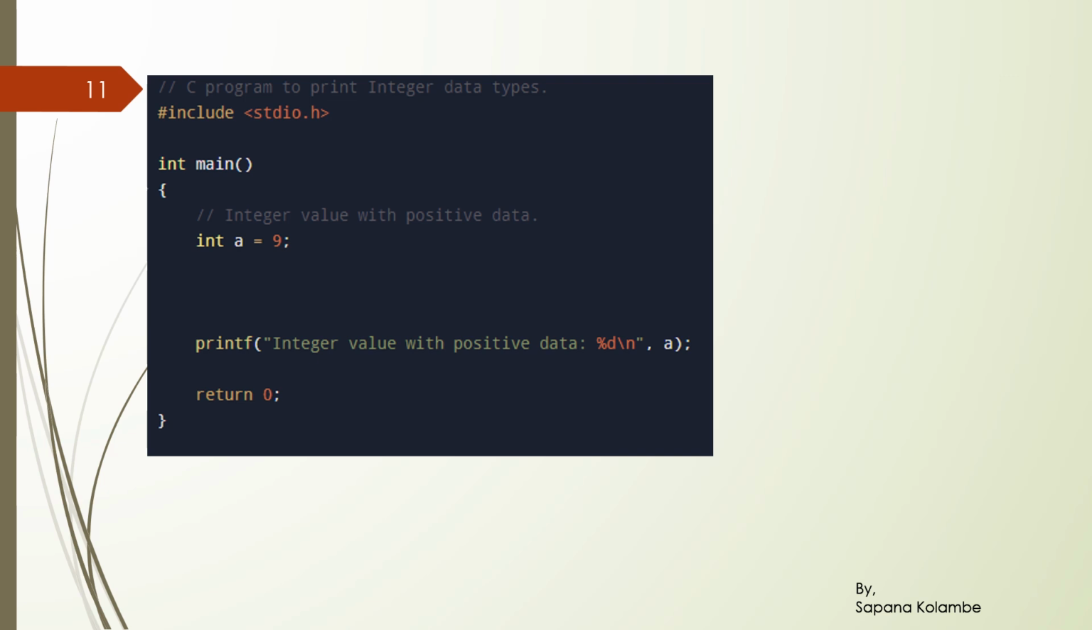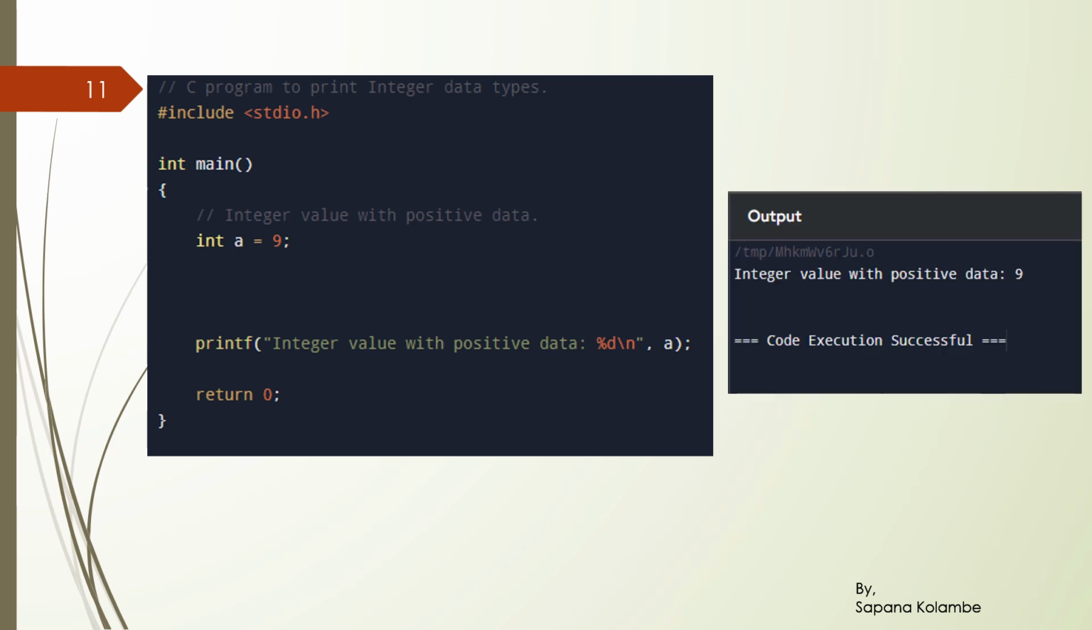An integer value with positive data. As the variable is of integer type, we have used %d as the format specifier, comma, and then the variable whose value we want to display, so a is written here. This %d is replaced with the value of a, which is nothing but 9. So this is the output of the program. It will display the value 9 of a.